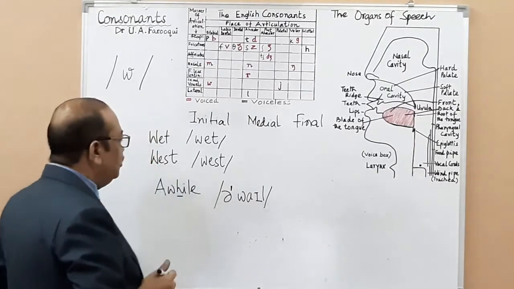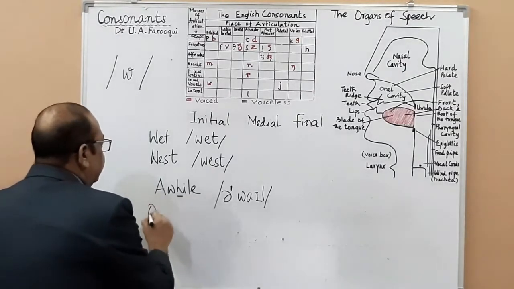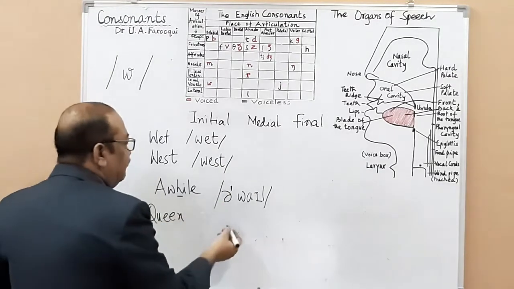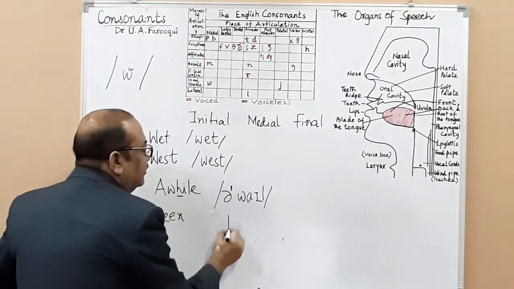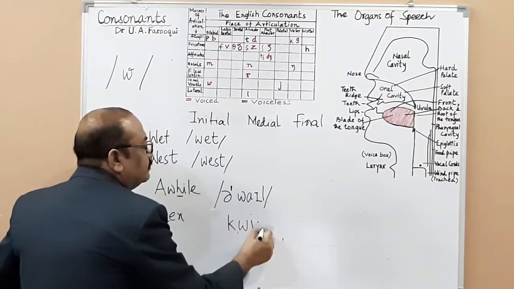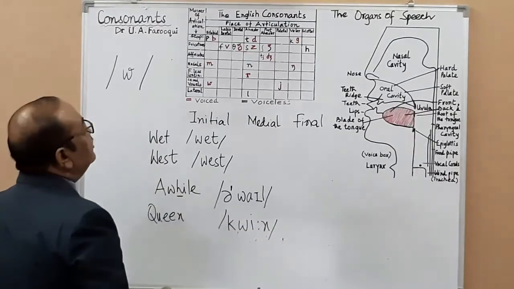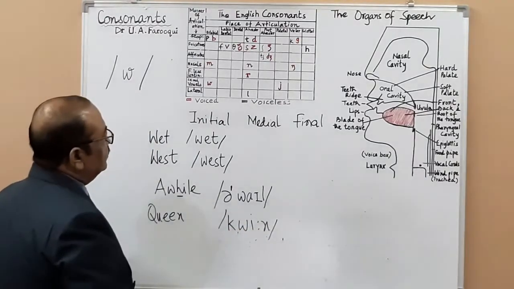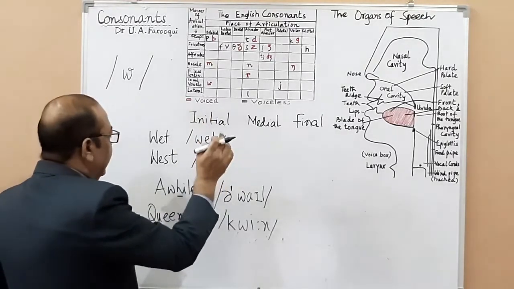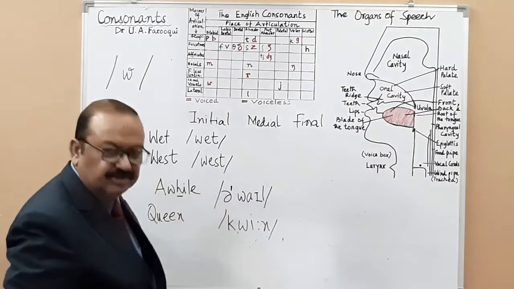So you may have one or two words, like, say, queen, for example. Since it doesn't occur finally, I'm taking one more word. Queen, you write like this. Okay, so this completes it. We do not have a final sound or final occurrence. We have only initial and medial. It doesn't occur in the final position.